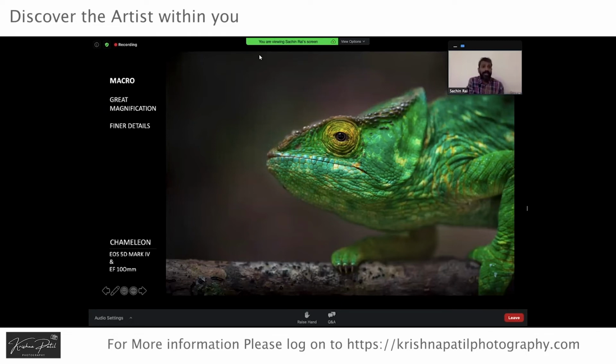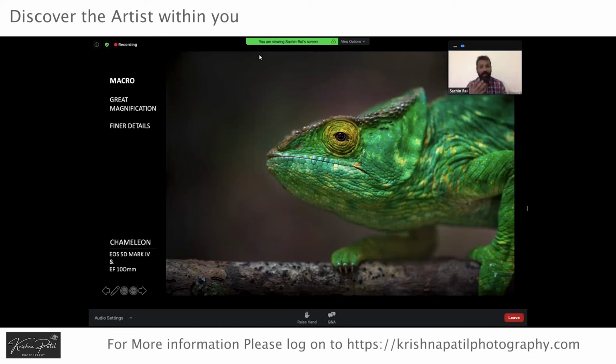Now the beauty of a macro lens is that apart from great magnification, it also gives you finer details. You'll see the scales very easily in this. If you have a macro lens, you'll be able to produce this, which you may not be able to produce with a regular telephoto lens, because of the MFD, which is minimum focusing distance. So a macro lens will allow you to go closer to a subject, maybe not emotionally, I'm saying physically it will allow you to go closer.